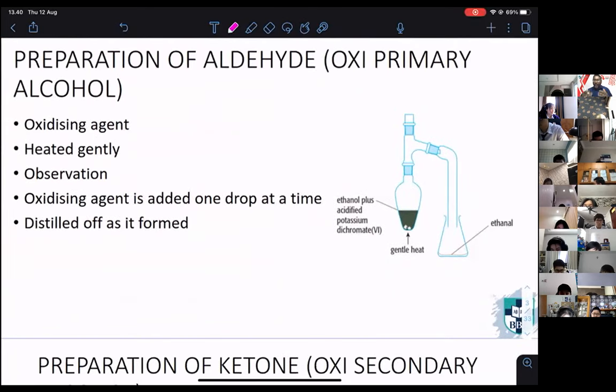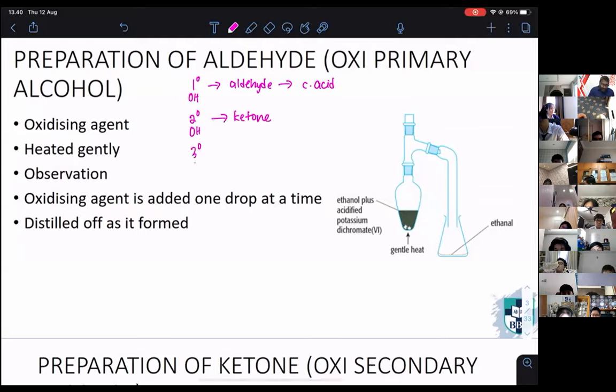Now, do take note, the preparation of aldehyde is just a repetition of what we have learned until now. So how do we prepare aldehyde? You need to remember, it all starts with alcohol. Primary alcohol, we can oxidize to become aldehyde. And after that, I can further oxidize to become carboxylic acid. This one we have learned before. Secondary alcohol, we can oxidize straight to become ketone. Ketone cannot be oxidized further. Tertiary alcohol cannot be oxidized.